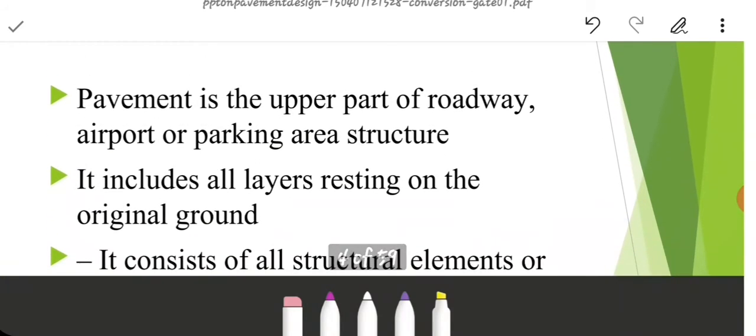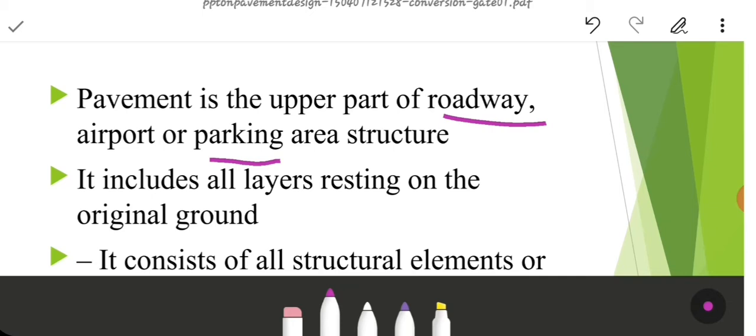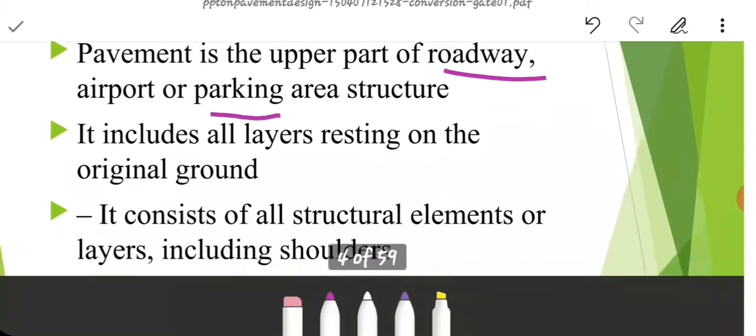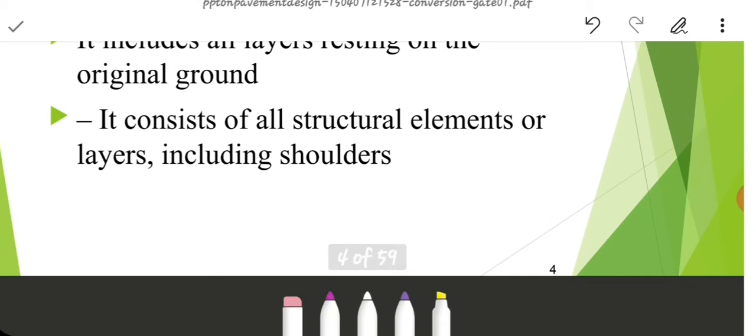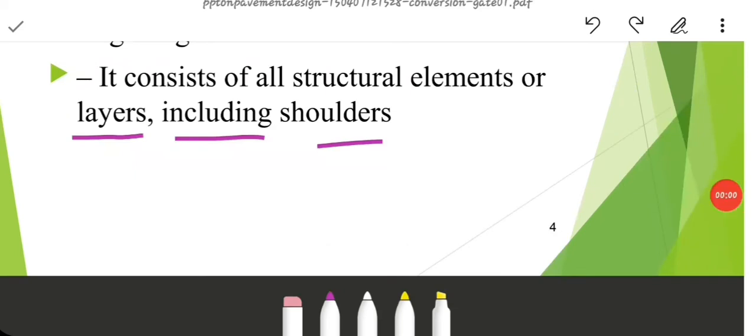In other words, pavement is the upper part of a roadway, right? Airport, parking area, structure, right? It includes all layers resting on the original ground. It consists of all structural elements or layers including shoulder. So what is shoulder? Shoulder is like that.